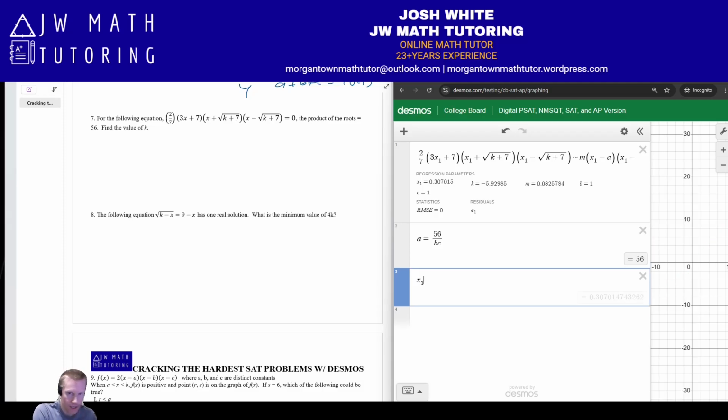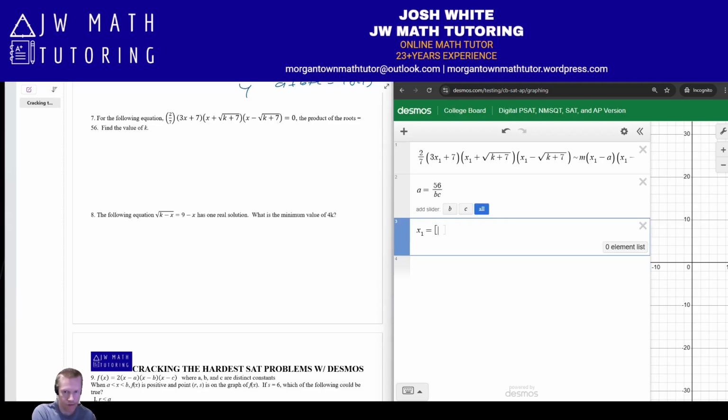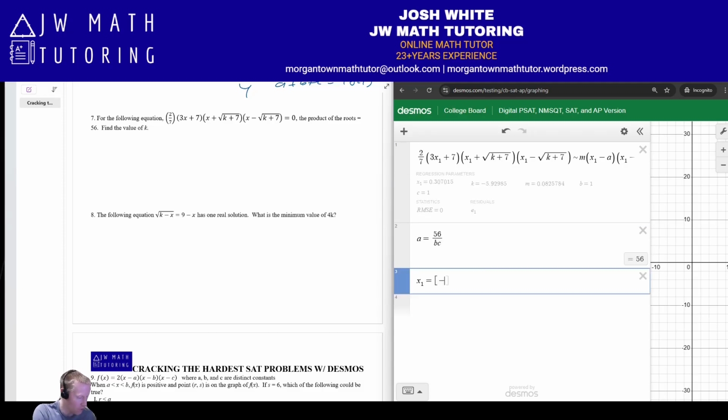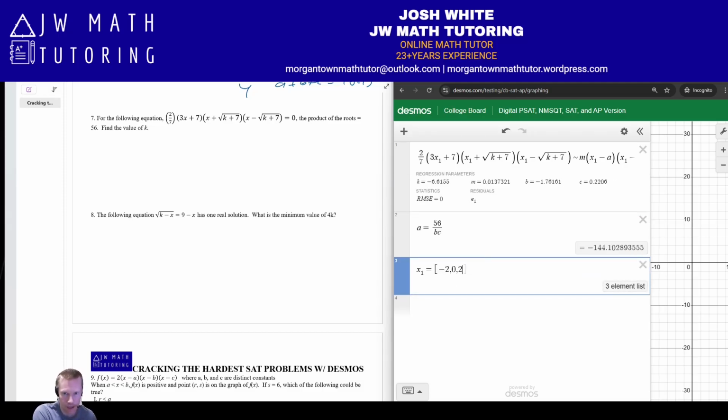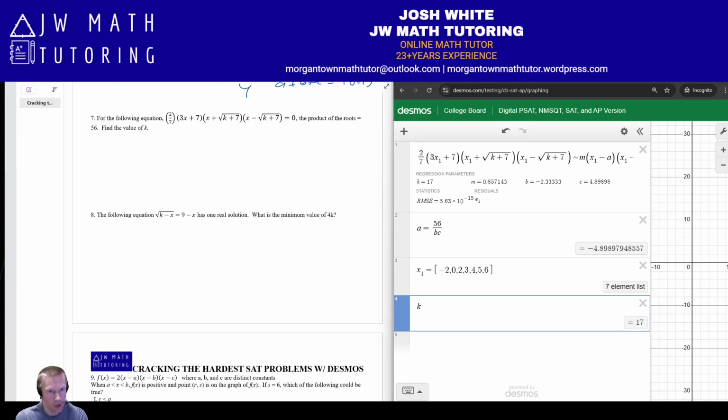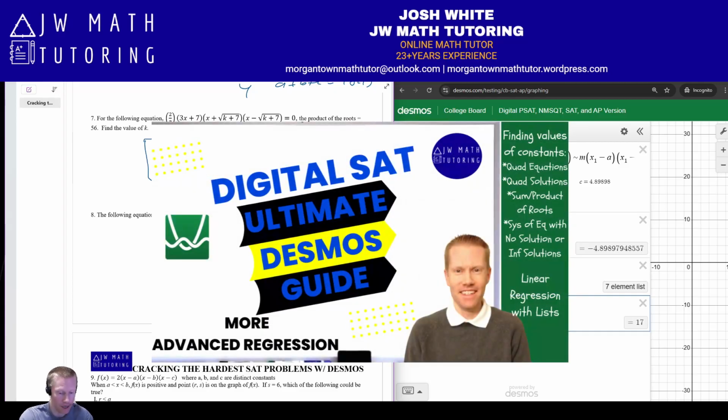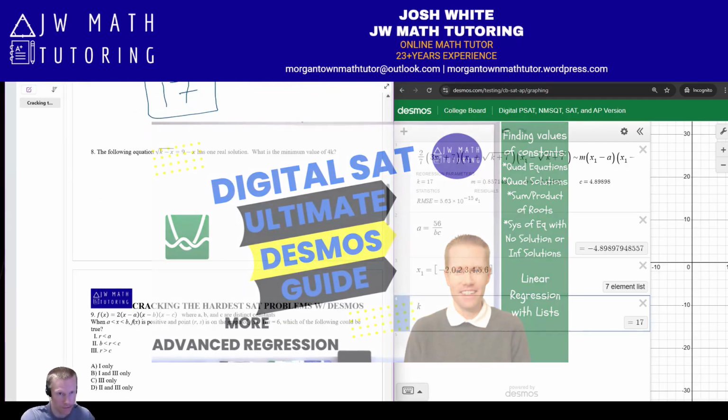All right, now I'm almost done. I need to do my list for x1 to tell the regression to treat x1 as a constant. I'm going to start with -2, 0, and 2. And once I've entered enough values, notice I am getting the correct answer for k, which is 17. Okay, so that is how we could solve this entire problem in Desmos using regression. And if you want more information about this, definitely check out Part 9 in my Ultimate Desmos Guide to Digital SAT Math. There are more examples that go through this.